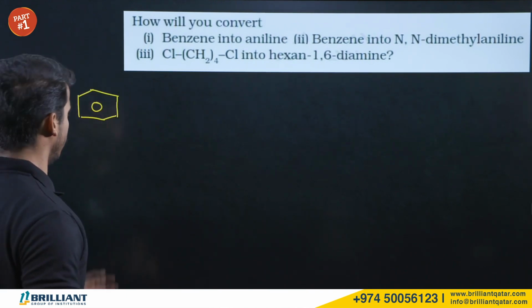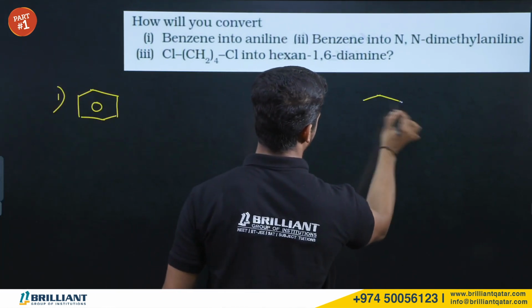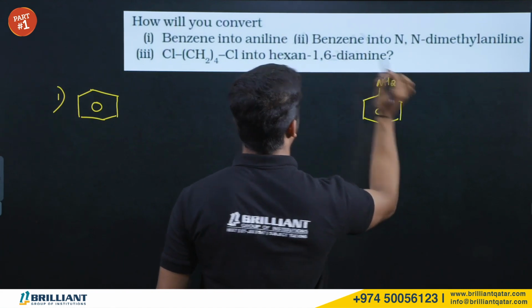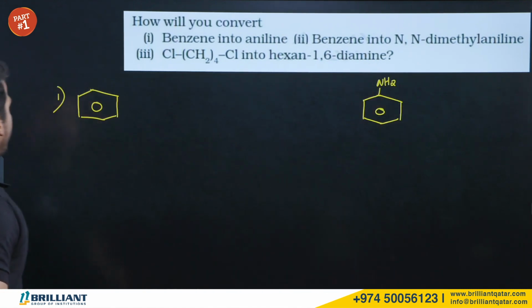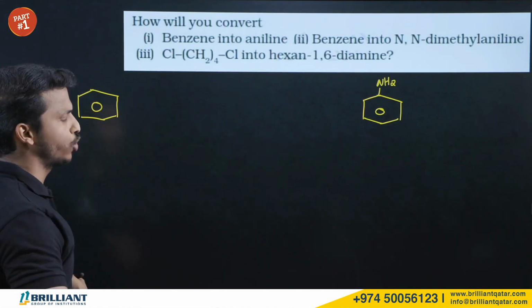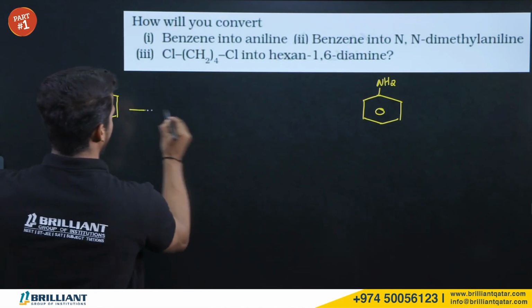Benzene into aniline. You know, aniline means benzene with NH2. Okay, dear all. Directly, we cannot substitute an NH2 group on benzene ring. Let me do the procedure once again. All of you please practice it.